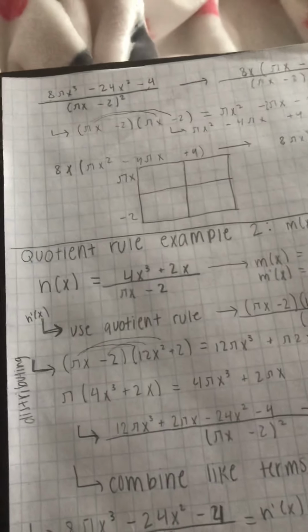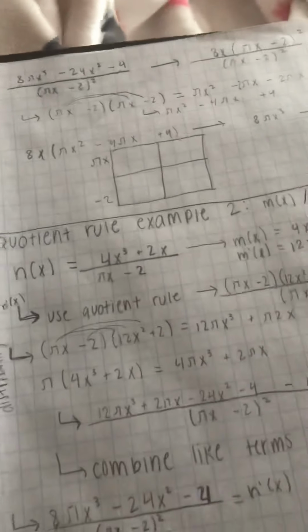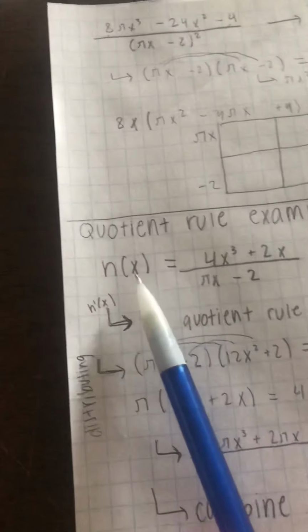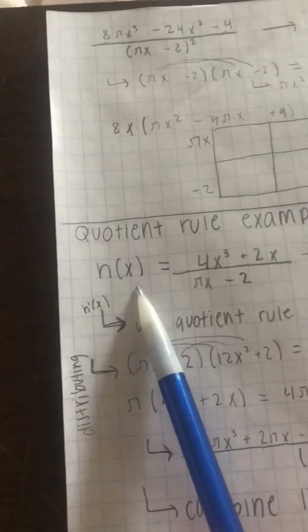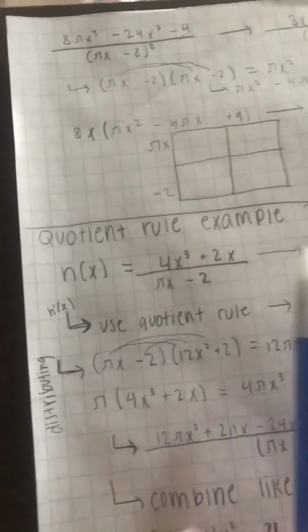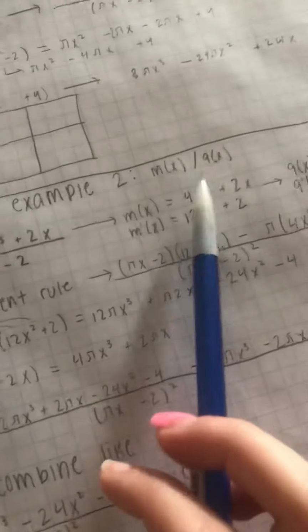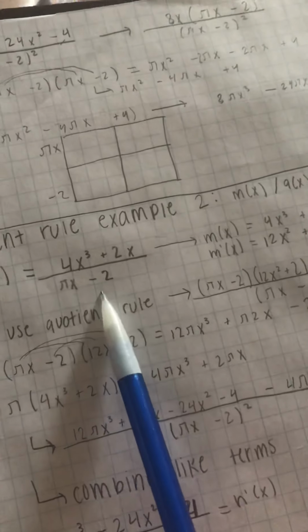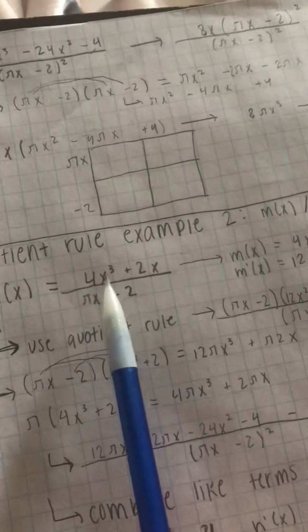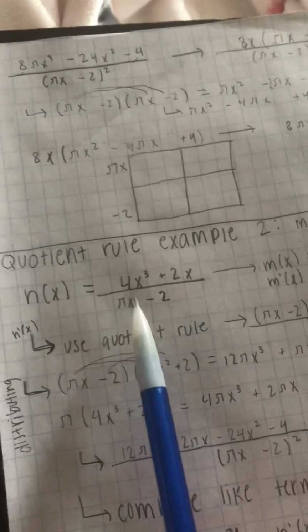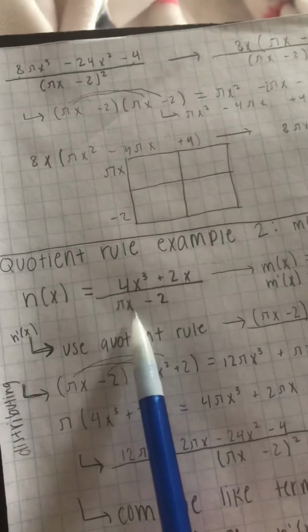Okay, so this is going to be my second quotient rule example. I did m of x divided by q of x. For the whole thing, I defined it as h of x. I'm just going to keep doing that. For m of x, I had 4x cubed plus 2x, and for q of x, I had pi x minus 2. First thing I did was define m of x and the derivative of m of x, and then I found q of x and the derivative of q of x.